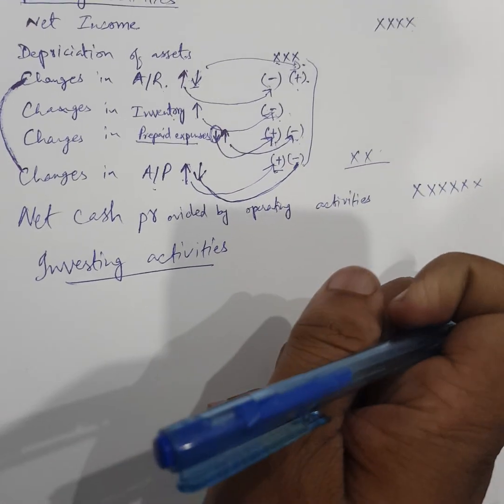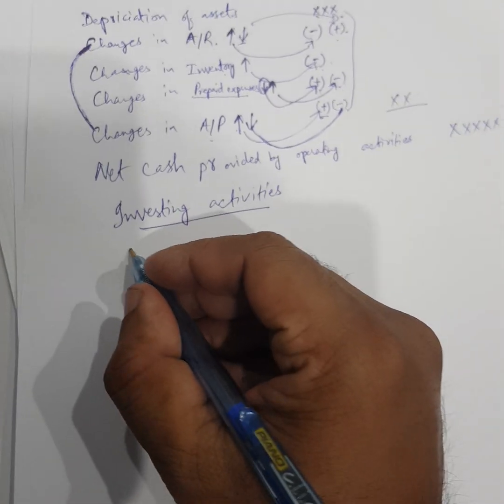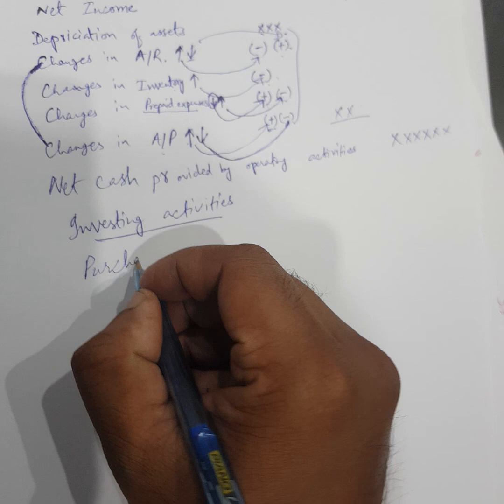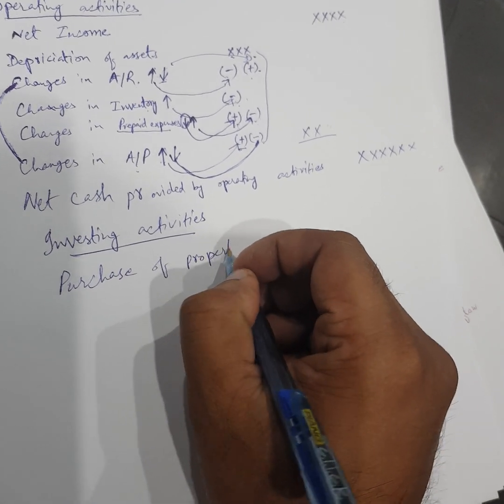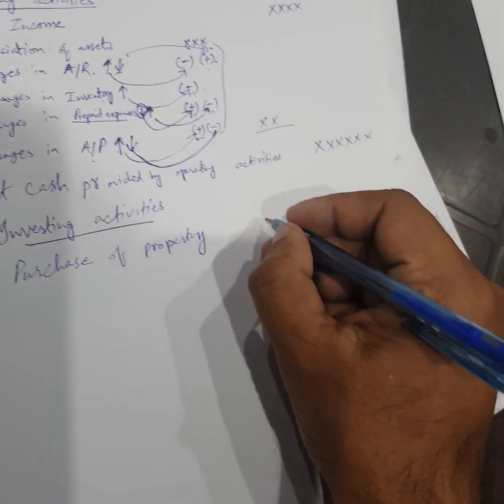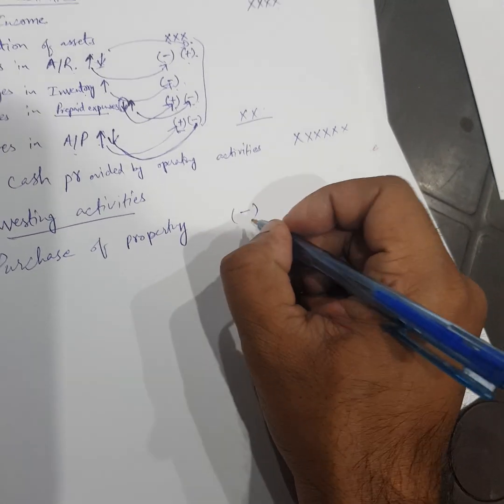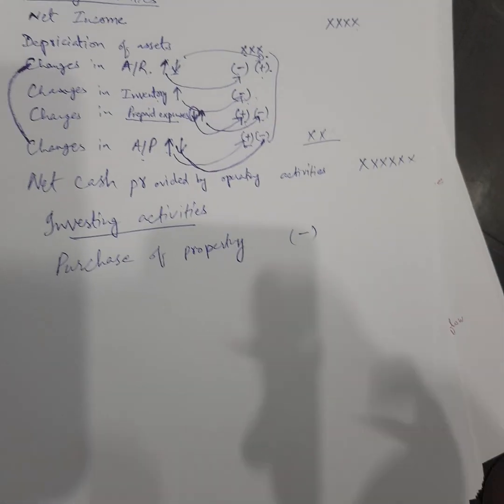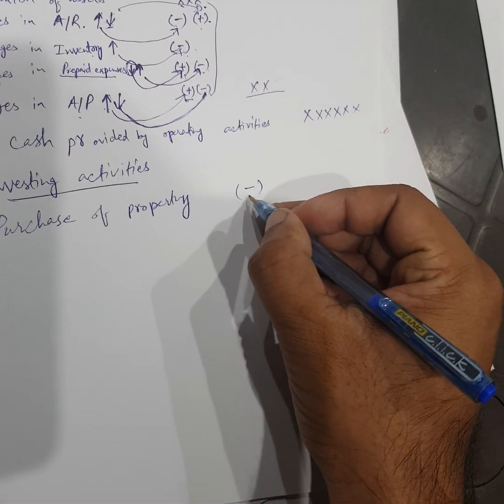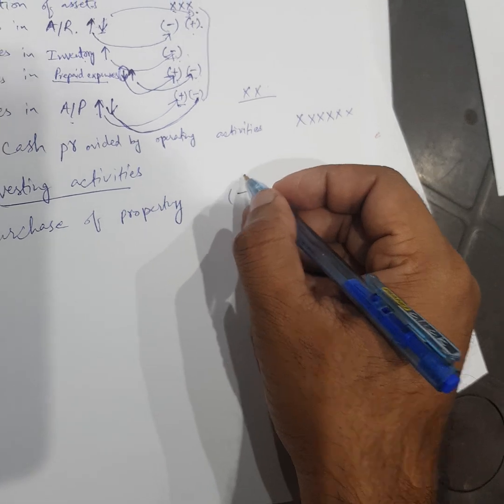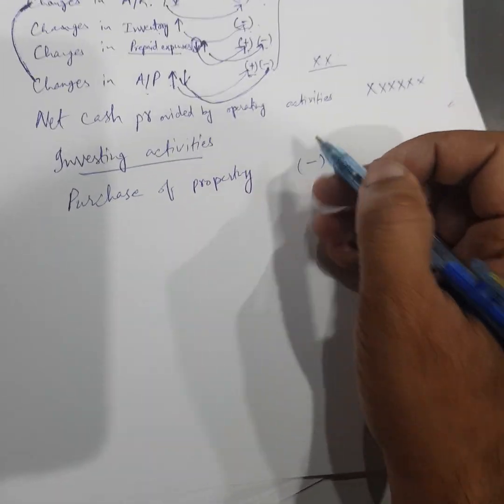You know, with the purchase of property our cash goes out, so we will subtract the amount. But if we are selling the property, it will become positive. You will show the plus value, or the amount will be in positive figure.